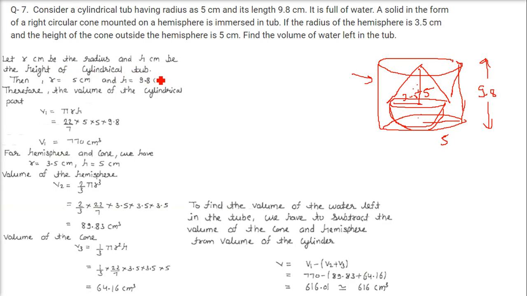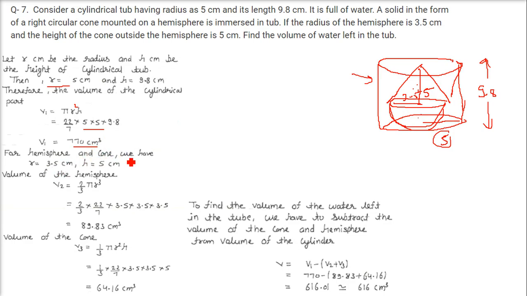Now here various things are given. Let R be the radius and H be the height of the cylindrical tub. So R is 5 and H is 9.8. So volume of the cylindrical part is pi R square H. So pi into 5 into 5 into 9.8, pi R square H is 770.